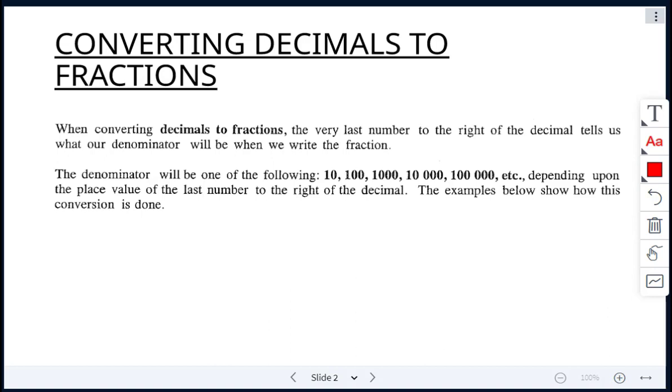So the denominator can be a 10 if the decimal ends in the tenths position. It would be 100 if the decimal ends in the hundredths position, and so on. All right, it depends on the place value of the last number to the right of the decimal.